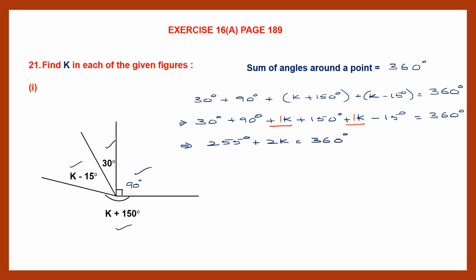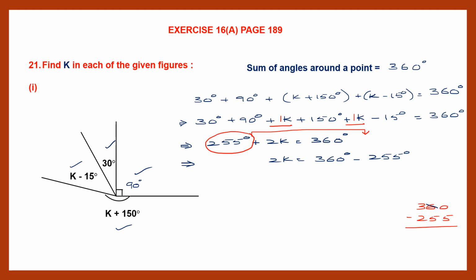So now we can find the value of 2k by writing 2k is equal to 360 degrees minus 255 degrees. How did that happen? We took this 255 degrees from the left hand side and we have taken it to the right hand side. So now it has become minus 255. So let's subtract now. So this is 5 and this is 10. 10 minus 5 is 5. 5 minus 5 is 0. 3 minus 2 is 1. So 2k we have found now. 2k is equal to 105 degrees.